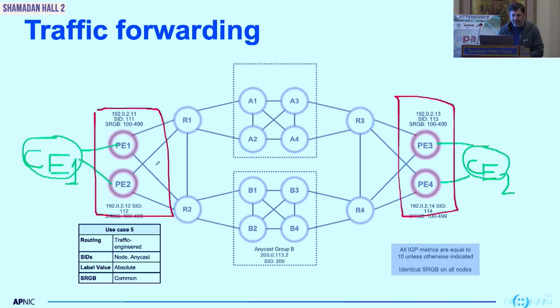In this case, if the traffic from C1 needs to go to C2, instead of sending to an individual router, we can use the APNIC SID. Let's say the APNIC SID in this case is 400 here, and here we have maybe 300.